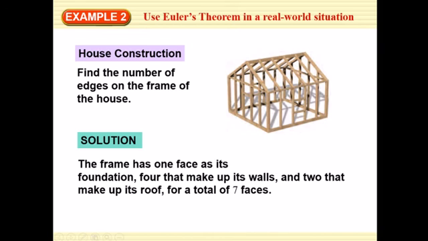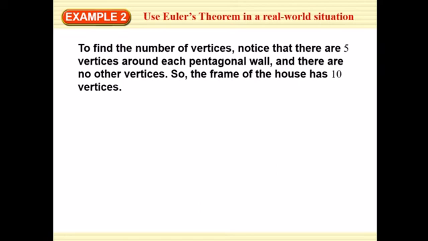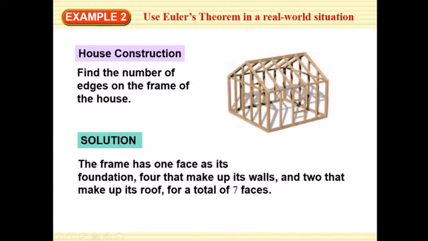And the frame has 1 face as its foundation, 4 that make up the walls, and 2 that make up the roof, for a total of 7 faces. Finding the number of vertices, so we're looking at all the intersection points here. Alright, so there's 1, there's 2, there's 3, 4, the same number around the base, or the foundation, and then we've got 2 more for the roof here, the peak of the roof.